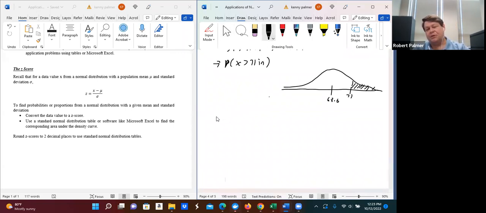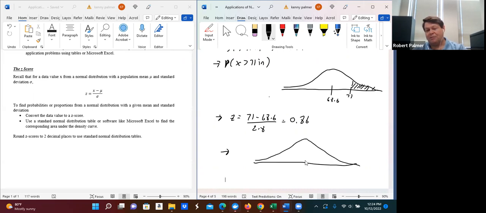So let's convert that to a z-score. Then z will be 71 minus 68.6 divided by 2.8, the standard deviation. Just going to round that to 2 decimal places. And this time we get for a z-score, to 2 decimal places, about 0.86. Now if we look at our z distribution, the same picture, here's our mean converted to 0, and now 71 corresponds to 0.86. And so we're looking at this area right here.